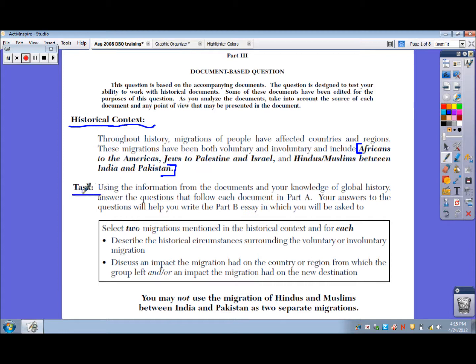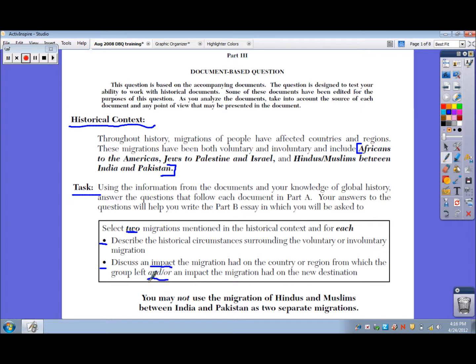Now, after you get an understanding of the historical context, read the task. This is the most important part of the day. So, using the information from the documents and your knowledge of global history, answer the questions that follow each document in Part A. Your answers to the questions will help you write the Part B essay in which you will be asked to select 2 migrations mentioned in the historical context, and for each of them, you have to describe the historical circumstances surrounding the voluntary or involuntary migration, and for each of them, you need to discuss an impact the migration had on the country or region from which the group left, and or an impact the migration had on the new destination.